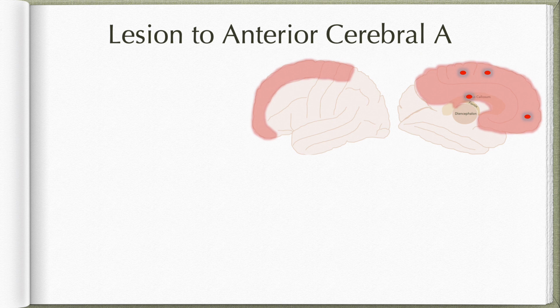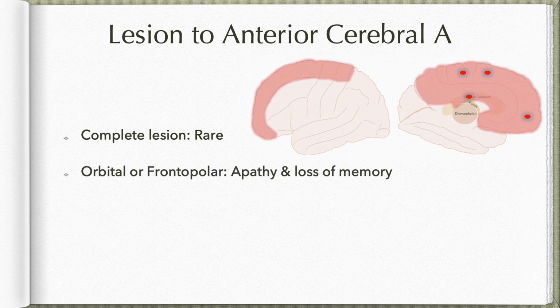The paracentral lobule, the area which is marked here, as well as the area which is shown on the superolateral surface, will be governing the leg region. The superolateral surface also includes the upper part of the premotor area. So if there is a lesion to the anterior cerebral artery, these are the functions which will be affected. Complete lesion to the trunk of the anterior cerebral artery is relatively rare. More often it will be a lesion to one of the branches.